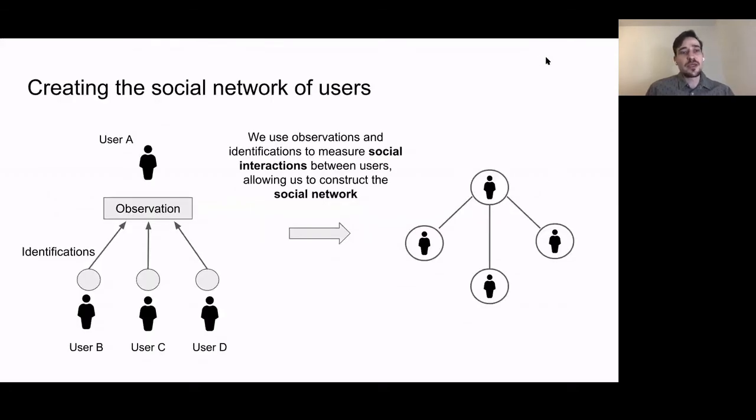So one way we create the social network is here on the left. If we have a user A who makes an observation, and then there are other users who make identifications of this observation and add species, help identify the species, then we can say that each of these users interacted with the user A once. So this is one way to create a social network from all these users.